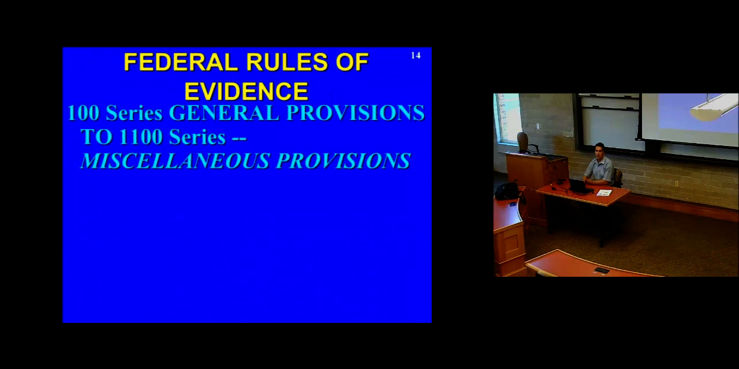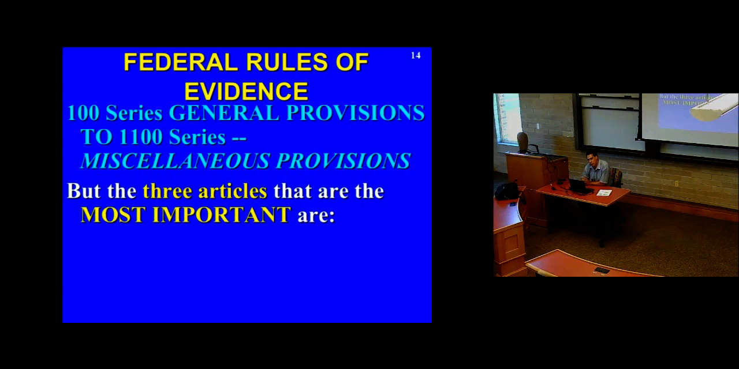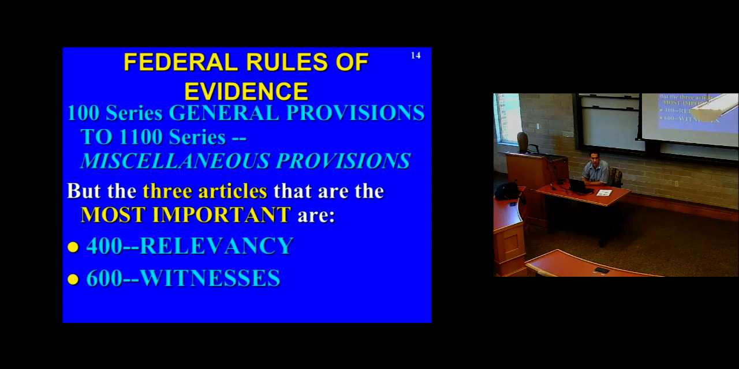Remember that with the rules, there are the series, the 100, 200, 300, up to the 1100 series. And then we have our rules in there. There are 3 articles, though, by way of introduction, that are probably the most important in the law of evidence. And those are going to be the 400 series, the 600 series, and the 800 series.